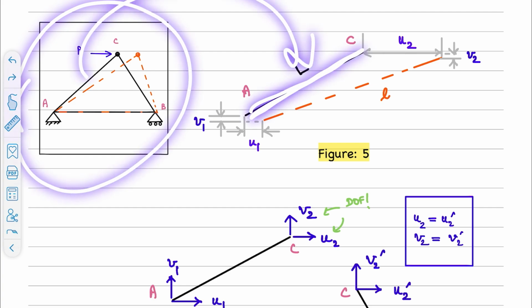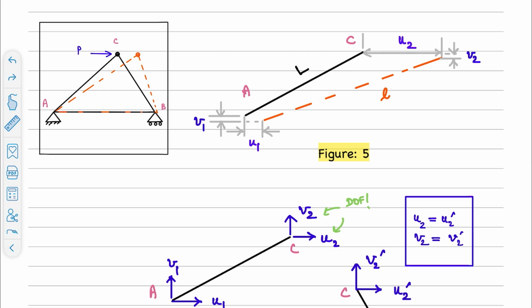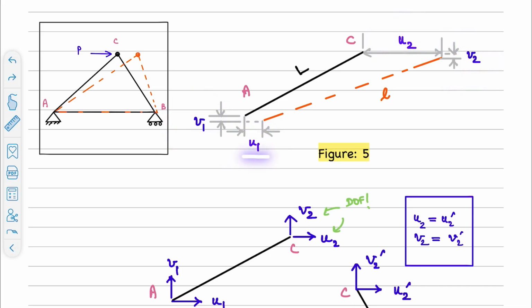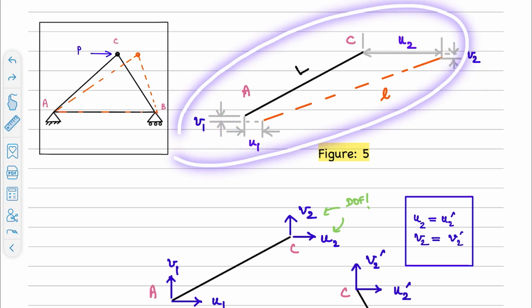Before deformation, this is the position, after deformation, this is the position. So we see that these two joints A and C get displaced, and those translational displacements are characterized by U2, V2 and U1, V1 respectively. That is, U represents the horizontal displacements and V represents the vertical displacements. Now this is what happens for a typical member.